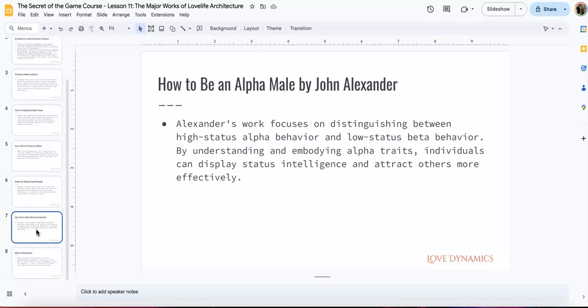And How to Be an Alpha Male, this really brought along the distinction of alpha male behavior, high status, versus beta behavior, low status, and being able to identify with status intelligence what is high status behavior continuously through time, what is low status behavior, and eliminate the low status behavior just to convey those high status traits. In doing so, it's conveying high status or status intelligence.